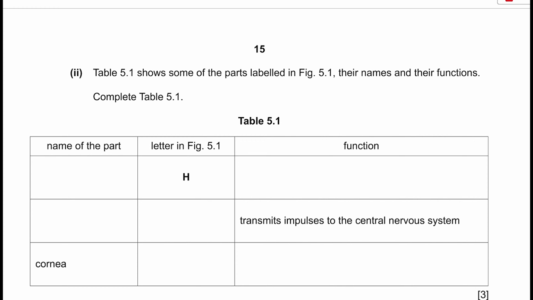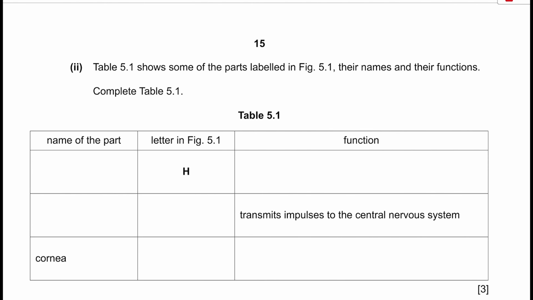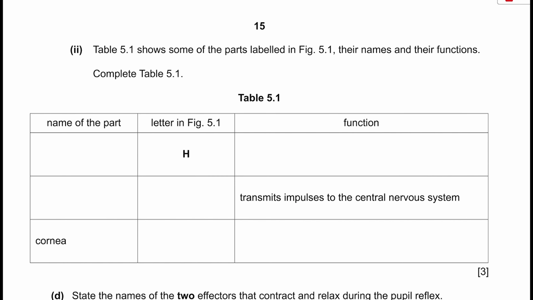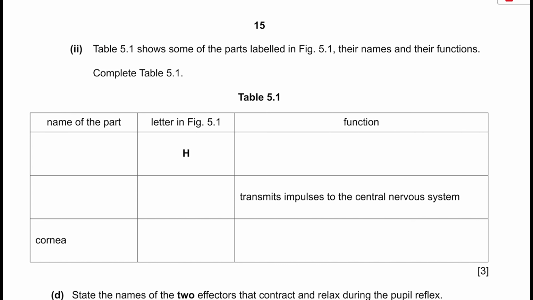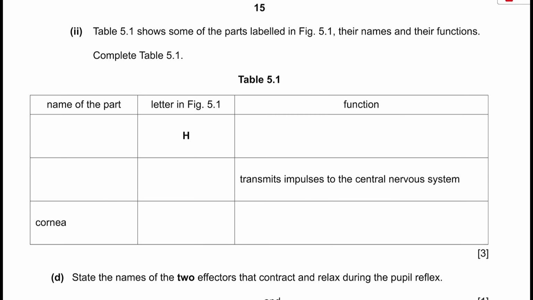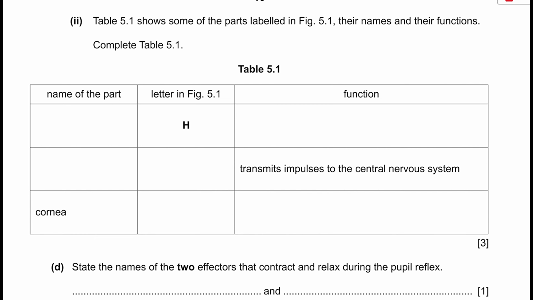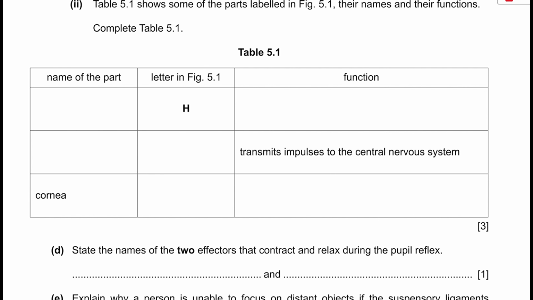Then table 5.1 shows some of the parts labeled in figure 5.1, their names and functions. Complete table 5.1. Okay, so we have the parts, their names and functions, then we have to complete the table. Alright, so we'll start with the first row here. The name of the part, we have to state it, but it's represented by letter H, and the function.